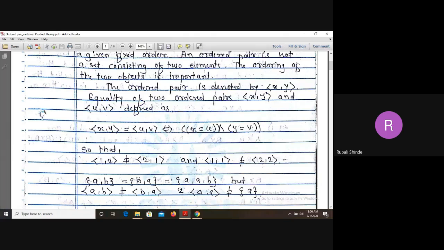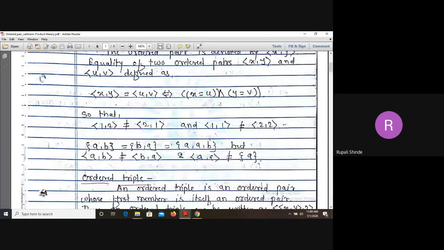That's why these two ordered pairs are not same. Okay. So again, consider the next one. But if you consider this for a set, so here set {a, b} is given. Set {a, b} is equal to set {b, a}, and this is equal to set {a, b}.